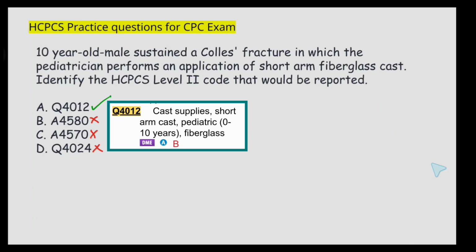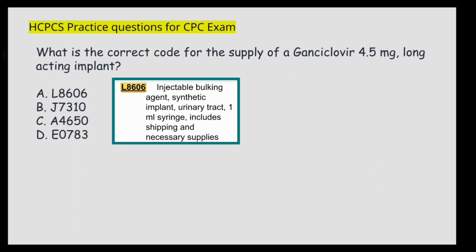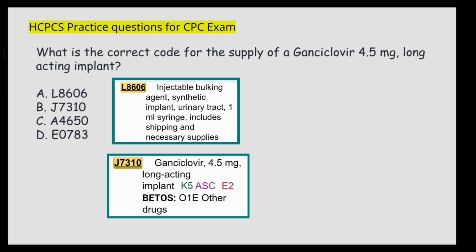Let us move on to the next question. What is the correct code for the supply of ganciclovir 4.5 mg long-acting implant? Let us check the options. Check option A, L8606. L8606 is for injectable bulking agent, synthetic implant, urinary tract, 1 ml syringe, includes shipping and necessary supplies. And option B, J7310 is for ganciclovir 4.5 mg long-acting implant. In the question, they have mentioned ganciclovir 4.5 mg long-acting implant. So, option B, J7310 is the right answer.